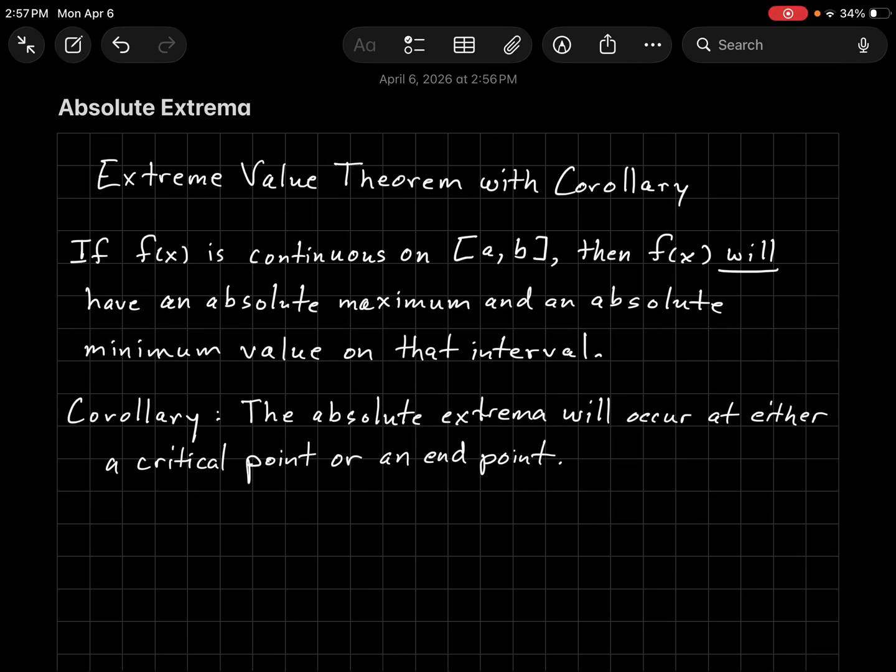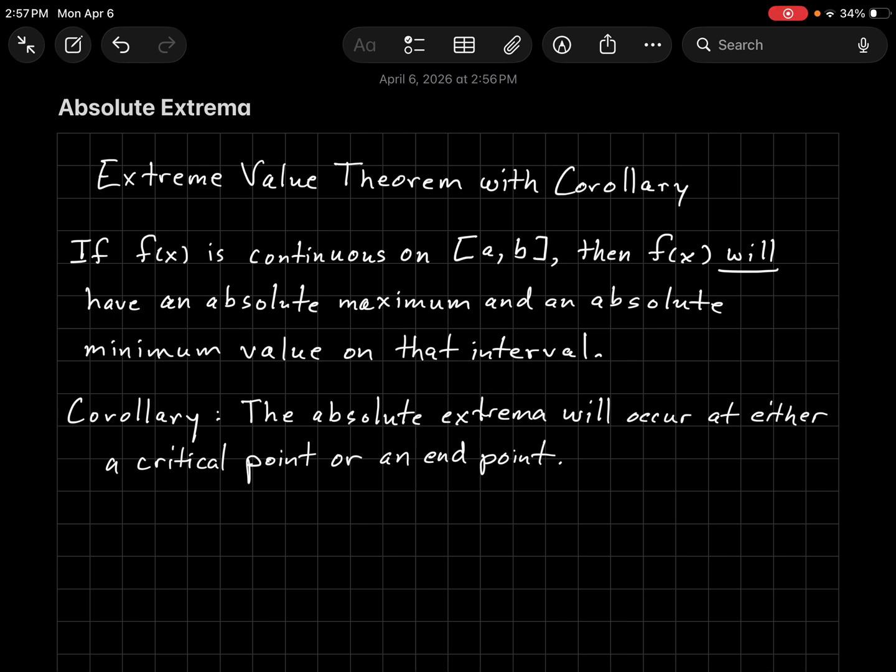Absolute extrema. The extreme value theorem with corollary. The extreme value theorem says, if f of x is continuous on the closed interval a to b, then f of x will have an absolute max and an absolute min value on that interval. The corollary to the extreme value theorem states that the absolute extrema will occur at either a critical point or an endpoint.